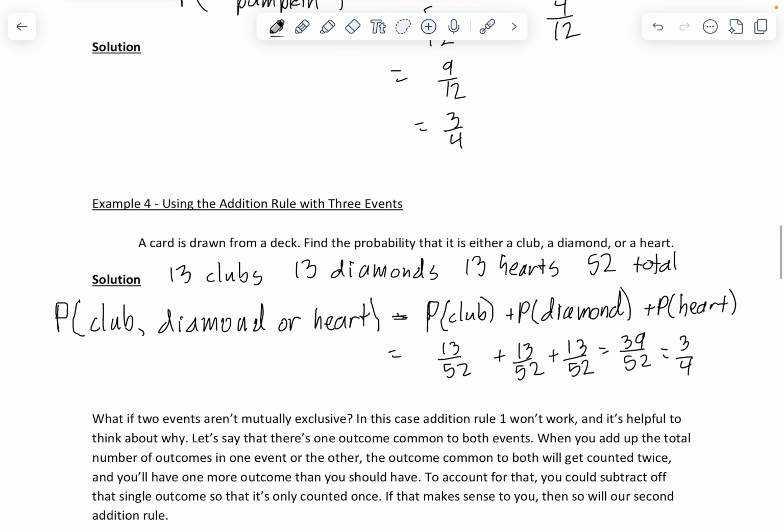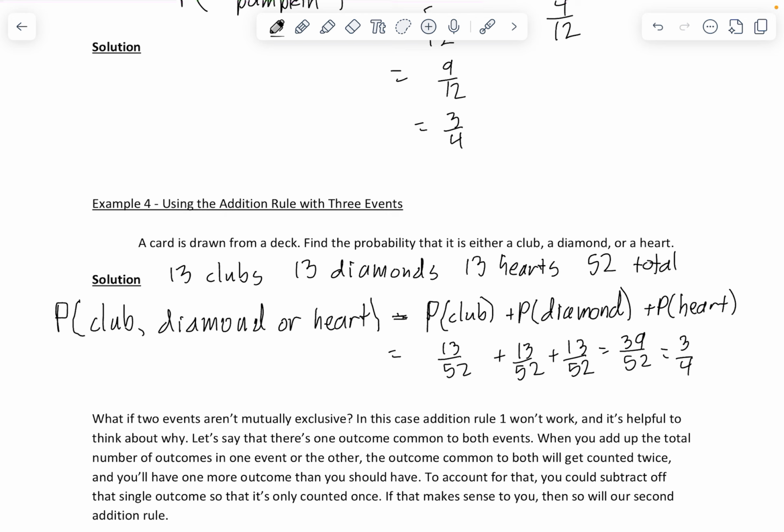What if 2 events are not mutually exclusive? In this case, addition rule number 1 won't work. And it's helpful to think about why. Let's say that there is one outcome common to both events. When you add up the total number of outcomes in one event or the other, the outcome common to both will get counted twice, and you'll have one more outcome than you should have. To account for that, you could subtract off that single outcome so that it's only counted once.